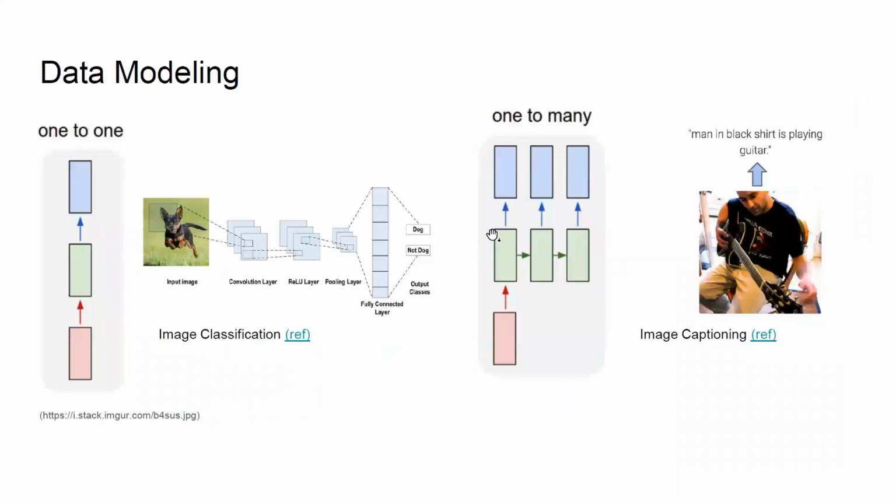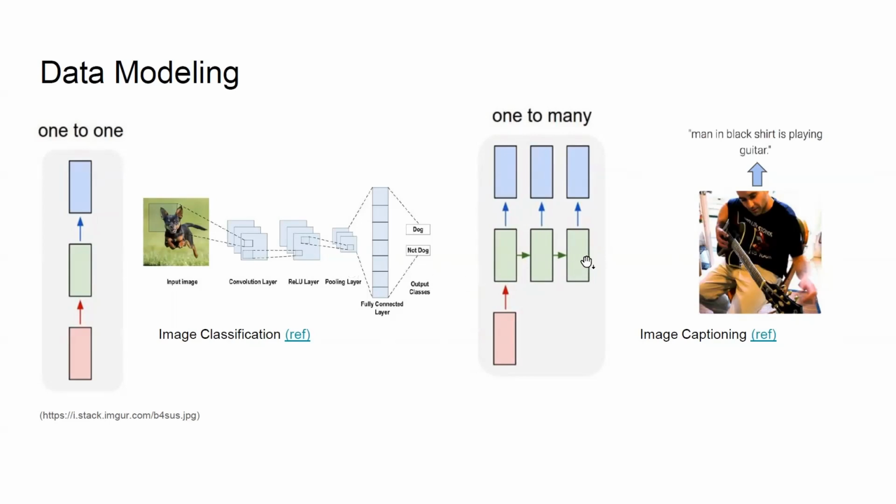We have different kinds of data, but each type of data needs a specific type of modeling. So these are the different types of modeling that are standard for such problems. The first category is one-to-one, where we have a single input and a single output. An example of this case is image classification, where you're given one image as input, and you have to classify whether it is a dog or not.